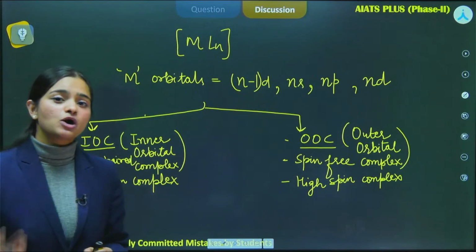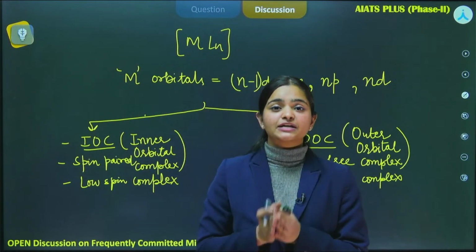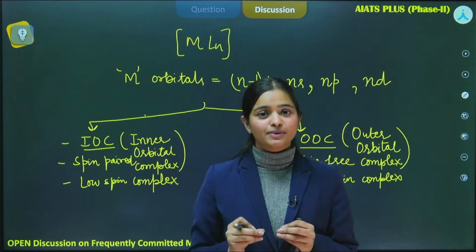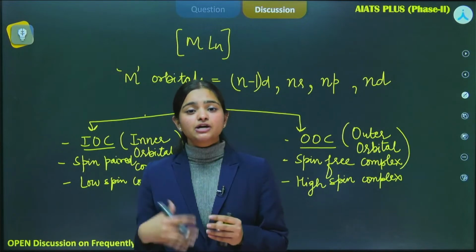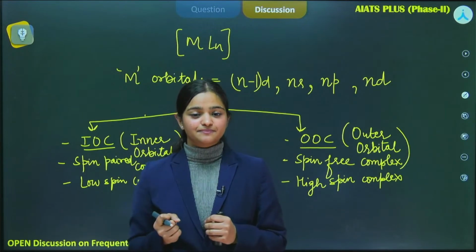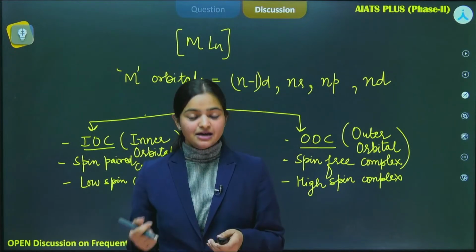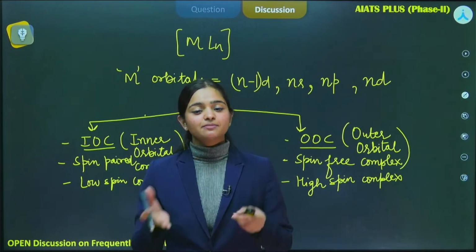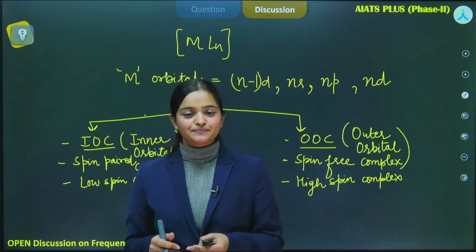But if we talk about paramagnetism or diamagnetism, then paramagnetism determines that there are some unpaired electrons present in the complex, due to which the complex is being repelled or attracted by the magnetic field. Mention in the comment section, paramagnetic nature refers to what? The complex will be attracted by the magnetic field or be repelled by the magnetic field.